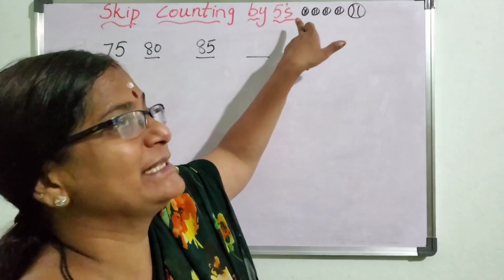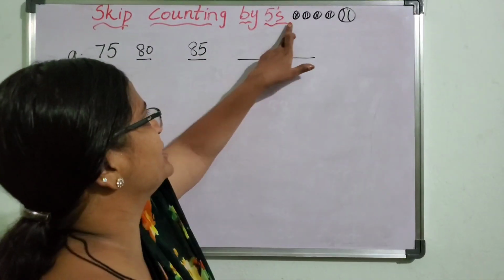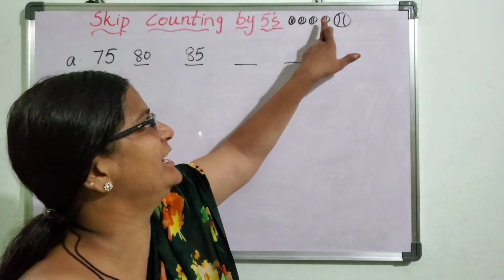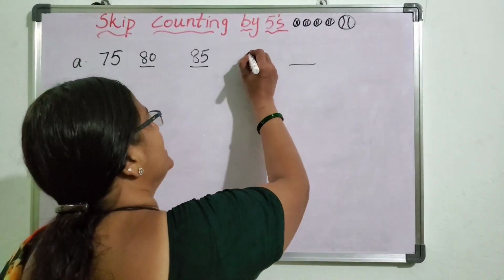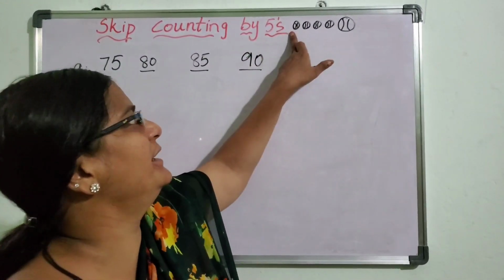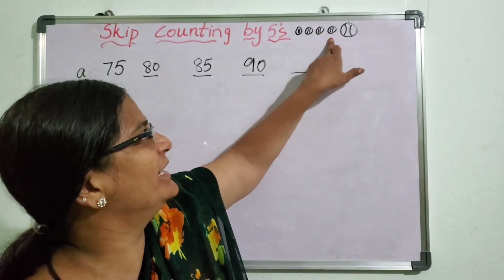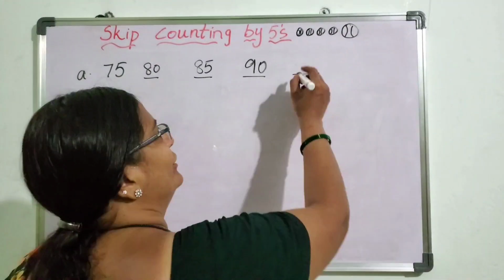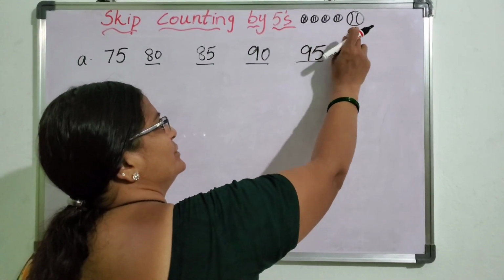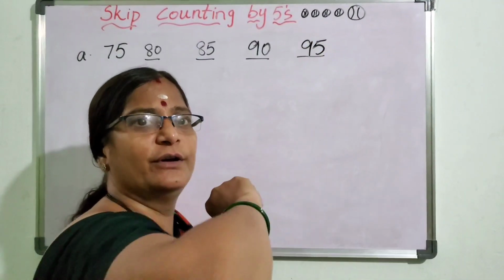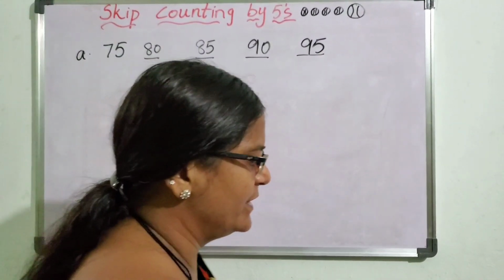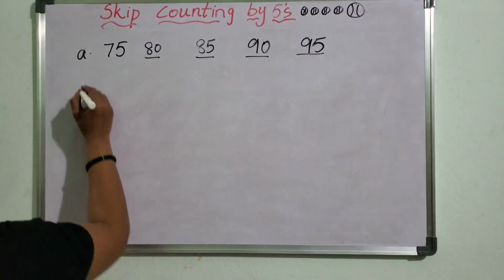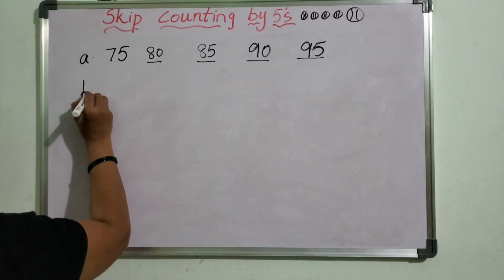Now, with the balls again I am telling you. 85 finished. 86, 87, 88, 89, 90. 91, 92, 93, 94 and 95. Whatever number will come to this big ball, you should write that number there. Now, one more example I'll give you.